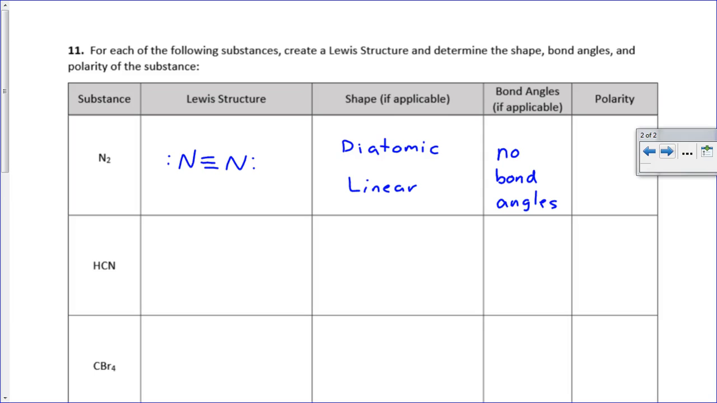All right, and for the polarity, so it's linear, we have to check for polarity. Both of these are nitrogen, which means they're not going to be pulling the electrons to either side. This is a symmetrical atom. It's linear and it's symmetrical, so that means that it is nonpolar.